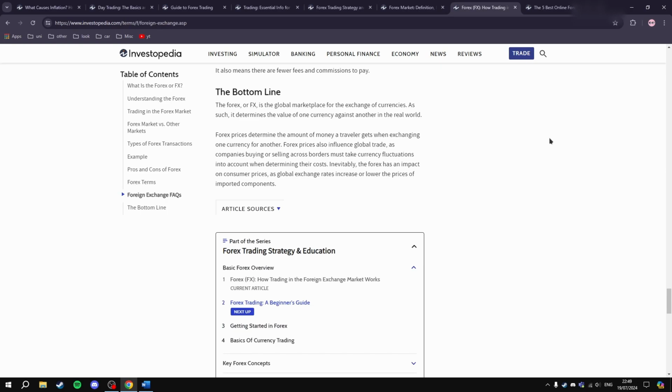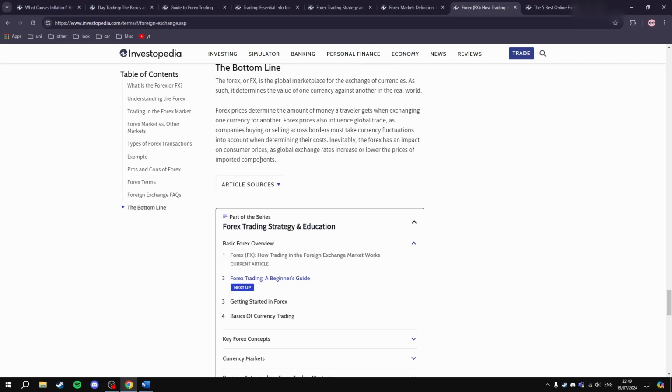So the bottom line: the Forex or FX is a global marketplace for the exchange of currencies. As such, it determines the value of one currency against another in the real world. Forex price determines the amount of money a traveller gets when exchanging one currency for another. Forex prices also influence global trade, as companies buying or selling across borders must take currency fluctuations into account when determining their costs.